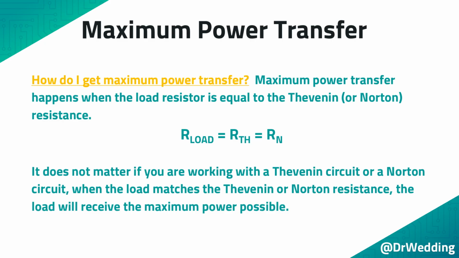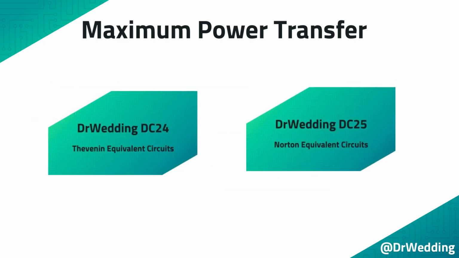The second question you are probably asking is, how do I get maximum power transfer? Maximum power transfer happens when the load resistor is equal to the Thevenin or Norton resistance. It does not matter if you are working with a Thevenin circuit or a Norton circuit. When the load matches the Thevenin or Norton resistance, the load will receive the maximum power possible. If you do not know what a Thevenin or Norton circuit is, you need to go back and watch DrWedding DC24 and DrWedding DC25.